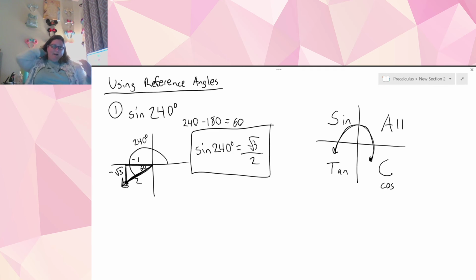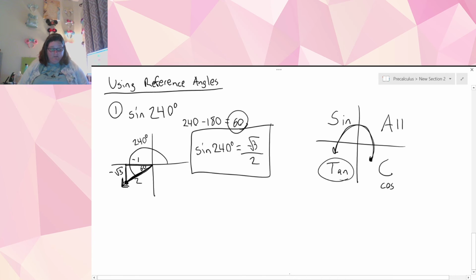Okay, so when I calculate sine of 240, I figure out what my reference angle is, which is 60. I think about where it's located in my coordinate grid, and I know that sine is going to be negative because tangent is positive in that quadrant. Okay, so I write out my special right triangle.